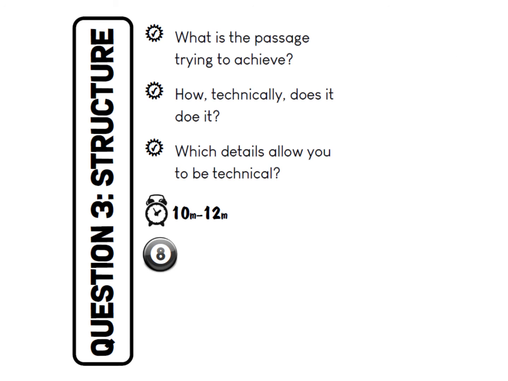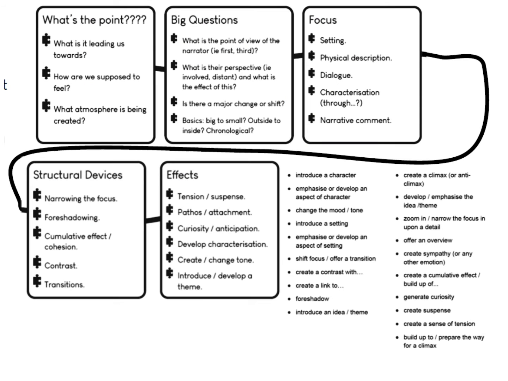Question number 3 is on structure. Timing is about the same as for the last one. Again, first of all, what's the passage trying to achieve? What's the point of it? Is it creating tension? Is it creating a contrast? Is it building to a climax? What's the point of it? That's probably your first sentence. And then going beyond that to look technically, how does it do it?